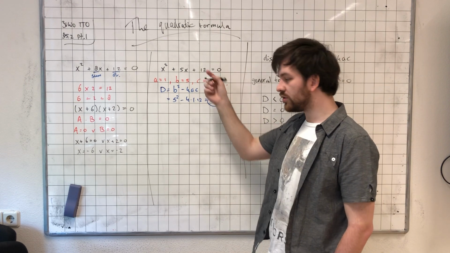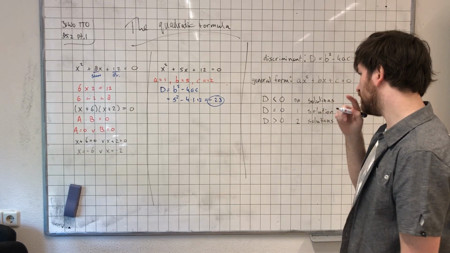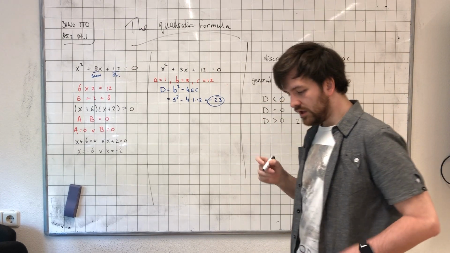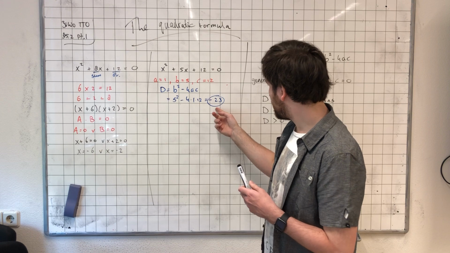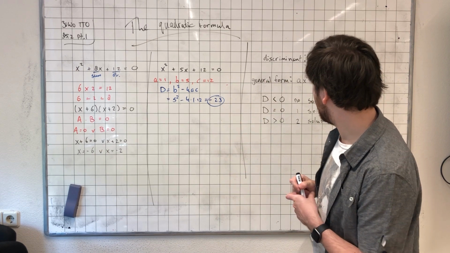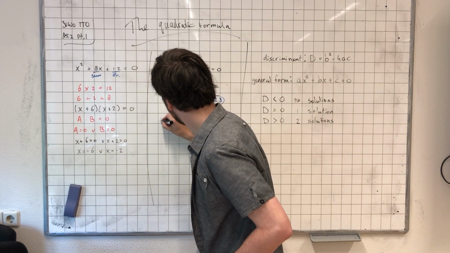So in this case, it was actually impossible for you to find those numbers. So, because our discriminant is negative, there are no solutions.